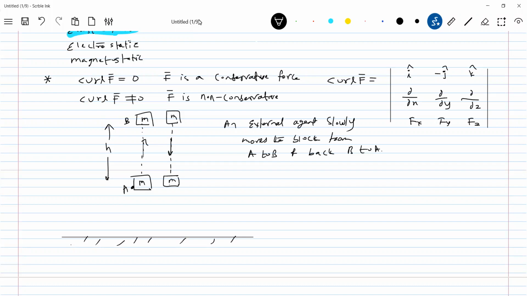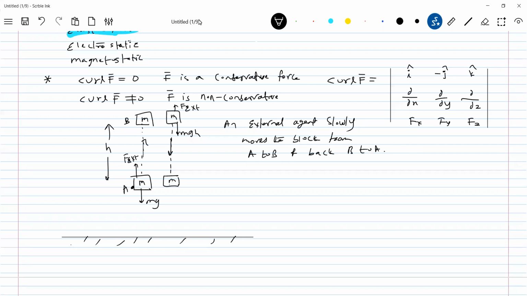What is the work done by gravity? The weight mg will act like this. In the first case, when it is moving from A to B, we are not bothered about the work done by the external agent, but the work done by gravity. Here the external agent will be applying a force, slowly. I'll write the word slowly.